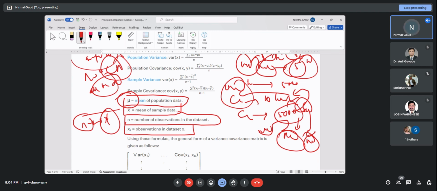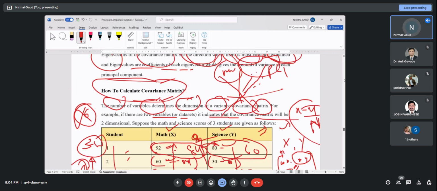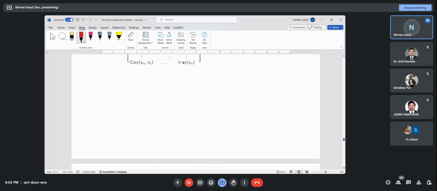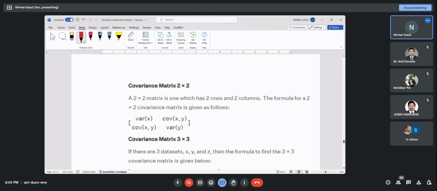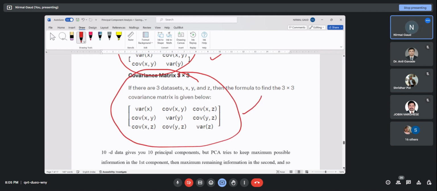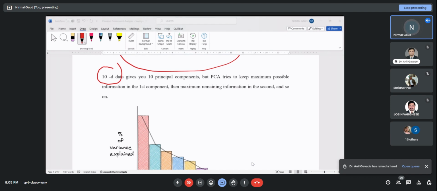This is how we are going to calculate the covariance. Very important, not as a hard and fast thing, but the idea behind it needs to be discussed, and we performed it. Once I get the covariance matrix, I can find the eigenvalues and eigenvectors. This is the covariance matrix for 2x2, and this is the covariance matrix for 3x3. Now if you have 10 dimensional data, any doubt please?